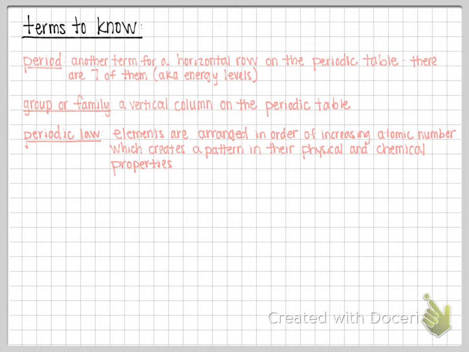And the periodic law states that elements are arranged in order of increasing atomic number, which creates a pattern in their physical and chemical properties. So the biggest thing is that because they are arranged this way, we can see different patterns in the way that the elements react.